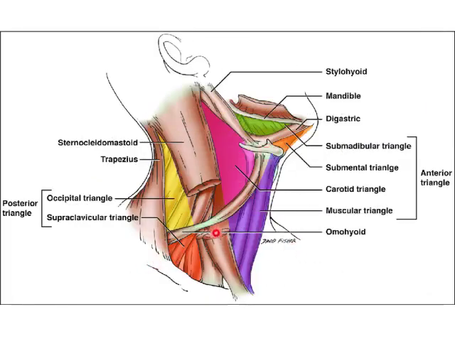Again, this is the omohyoid. We have split the sternomastoid to show the intermediate tendon of the omohyoid. Now you can see the posterior triangle with its supraclavicular triangle and the occipital triangle present above.